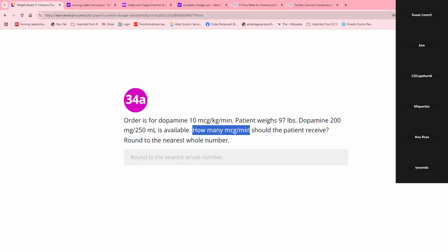So in order to answer that question, the only thing you have to do here is convert the weight and multiply it times the ordered dose, because your ordered dose is micrograms per kilogram per minute, right? It has all that other stuff in it, but you're only using that. So weight is 97 divided by 2.2. Leave the whole number in the calculator. And multiply times your ordered dose, which is 10. And what'd you get?